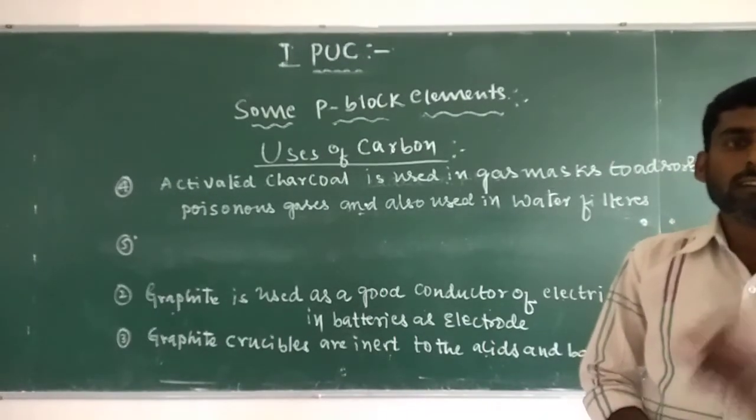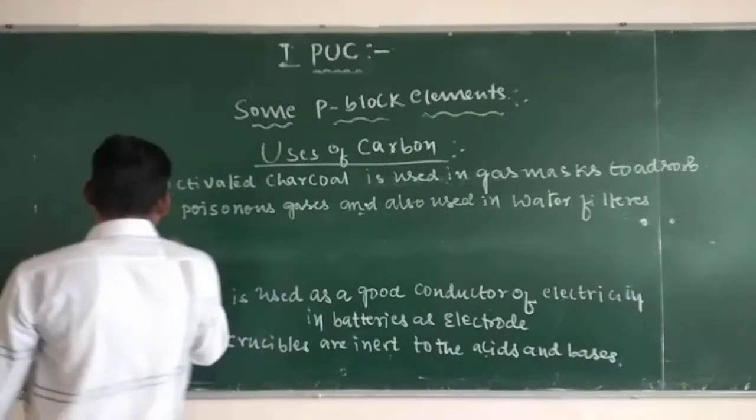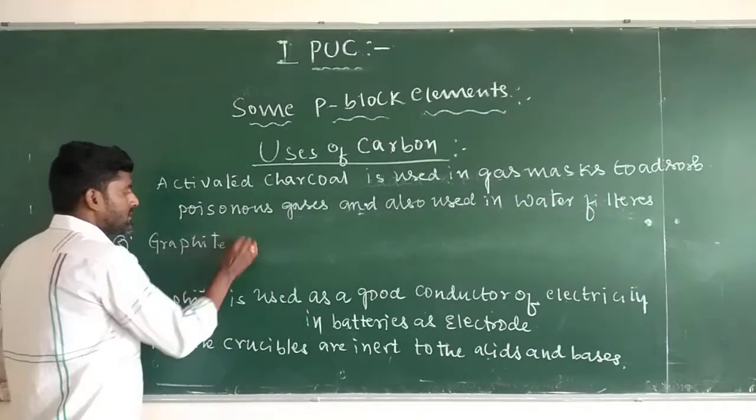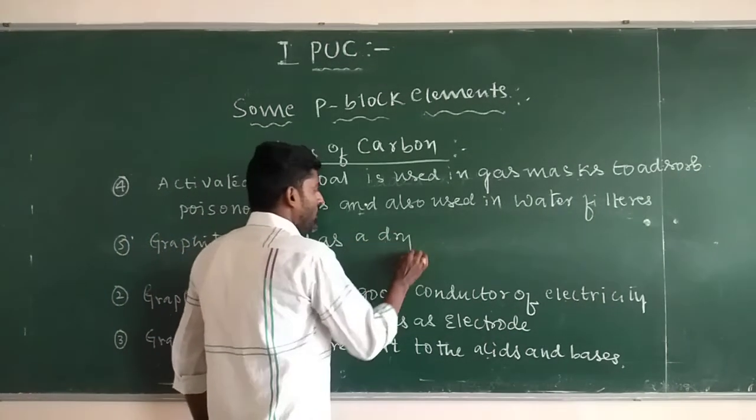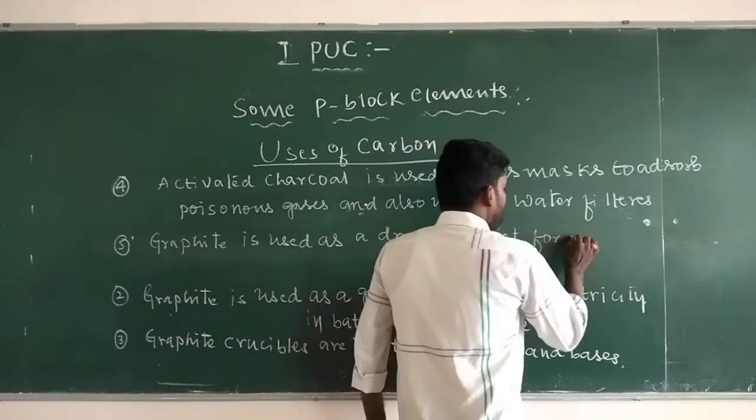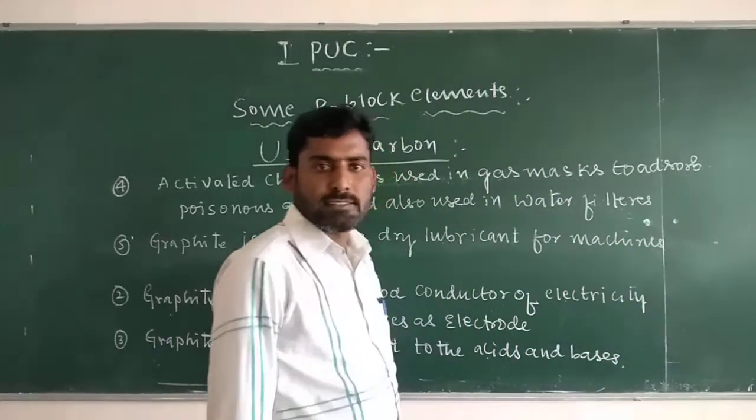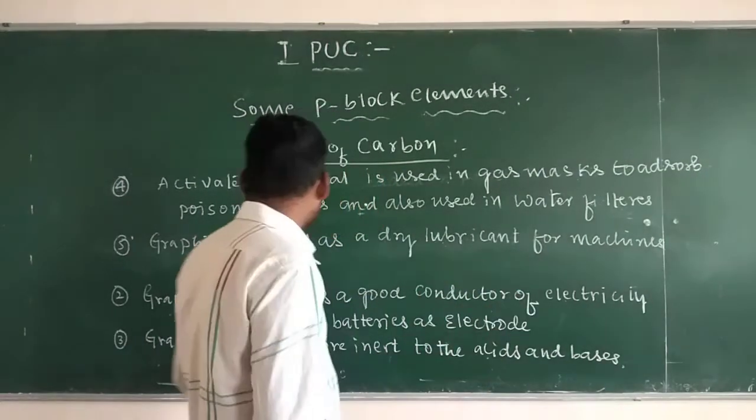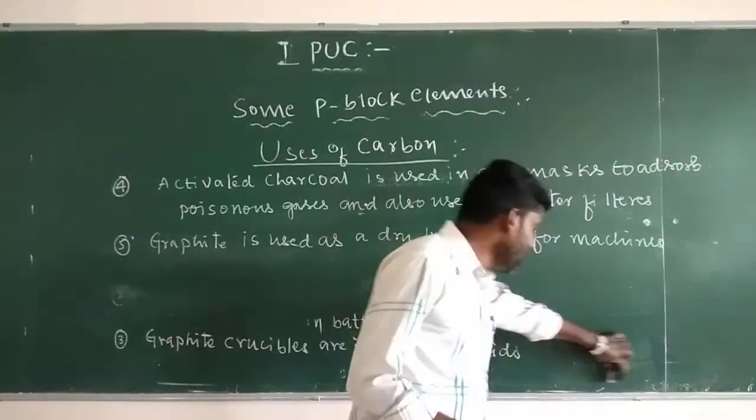In such cases, graphite powder is used as a dry lubricant. Graphite is used as a dry lubricant for machines. So at very high temperatures where oil cannot be used, graphite or carbon is used as a dry lubricant for the machines.